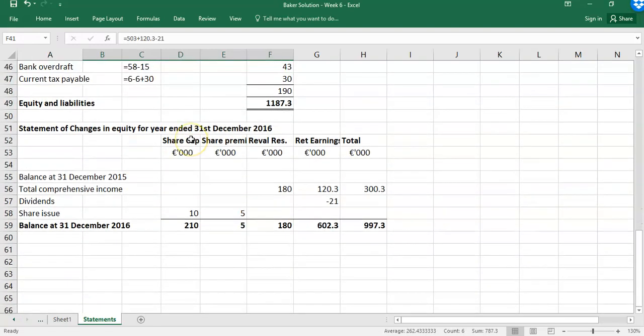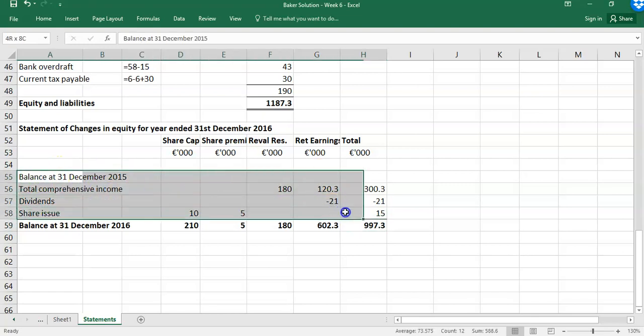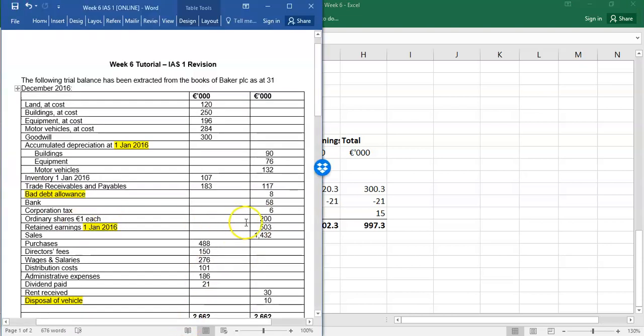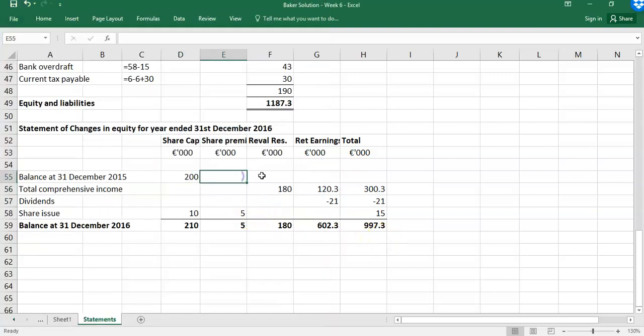So there's nothing new in the statement of changes in equity, but it is a key statement that you need to know. So it's all about practice. So your total there is minus 21, the total there is 15. And the last step always is, what was the opening balance? Well, the opening balance here must have been 200. So 200 plus 10 gets me to 210, which matches my question. The opening here must have been nil, which matches my question, because 0 plus 5 is 5. And likewise here, the opening must have been nil, because 0 plus 180 is 180.